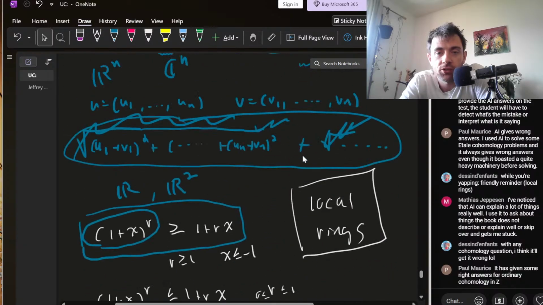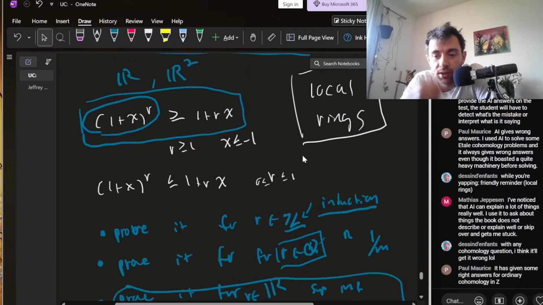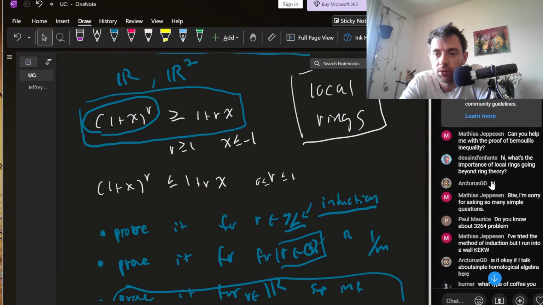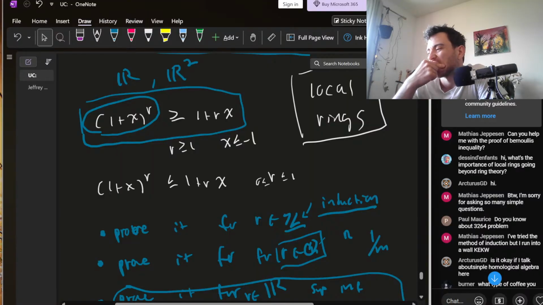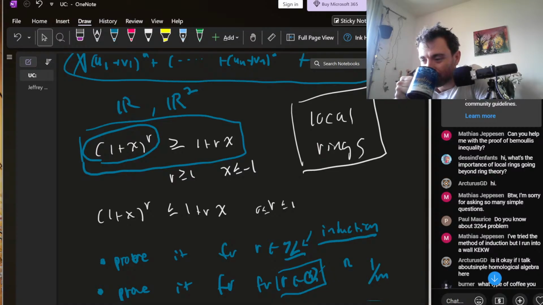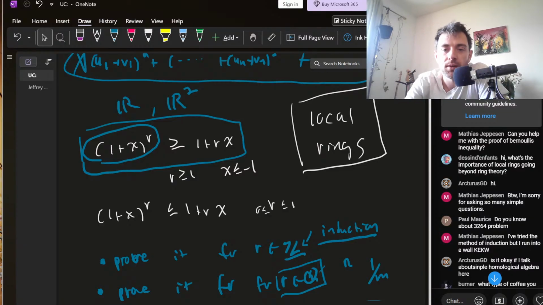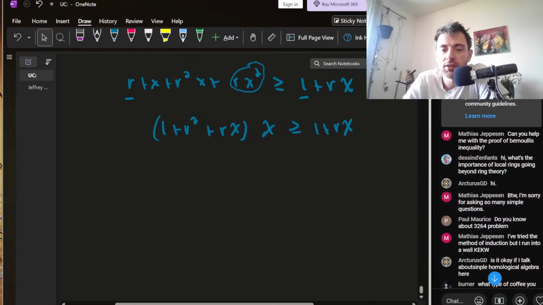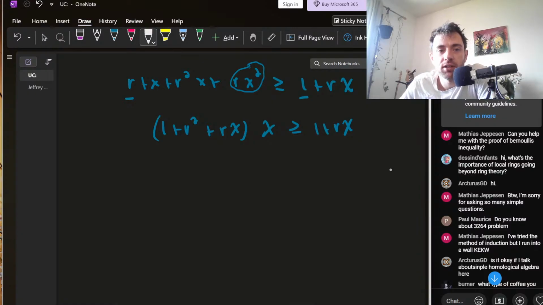Okay, let me say something about local rings. Well, what was the exact question actually? Let me go all the way up. What's the importance of local rings going beyond ring theory? Well, I mean, immediately one wants to launch into a discussion about algebraic geometry, but technically, local rings are about ring theory inherently, so. I mean, maybe it's worth just explaining the name. The point is in algebraic geometry.